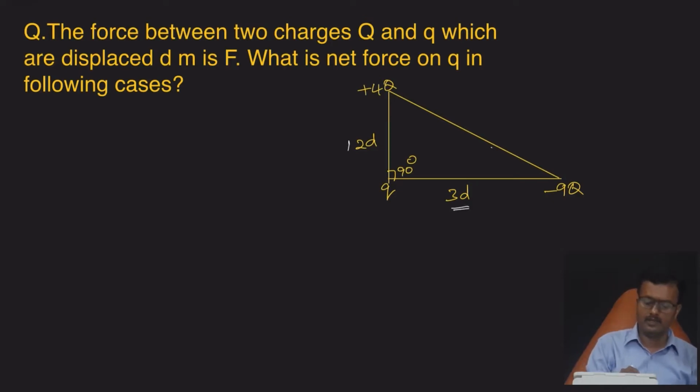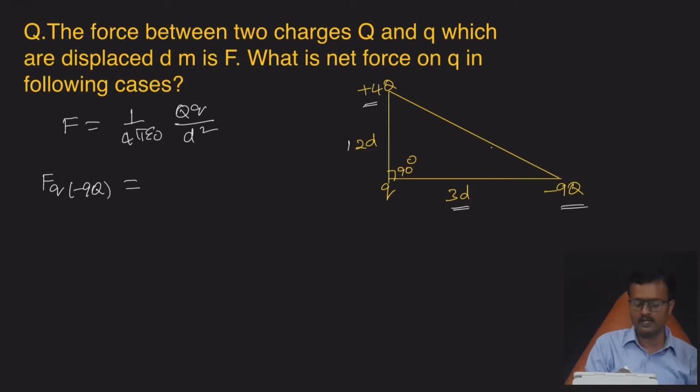See here, the given force F is between two charges Q and Q. So 1 by 4 pi epsilon naught Q and Q by, what is the distance? That is d square. So 1 by 4 pi epsilon naught Q square by d square is equal to F. That is in the data. So what is the force on q? How many charges are there? Minus 9Q and plus 4Q. So now, force on small q by minus 9Q. First we calculate this one.